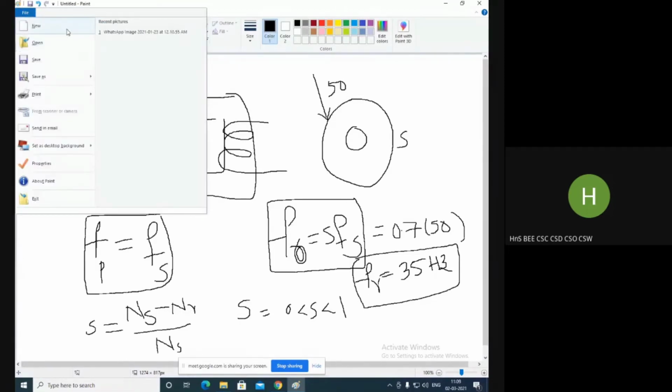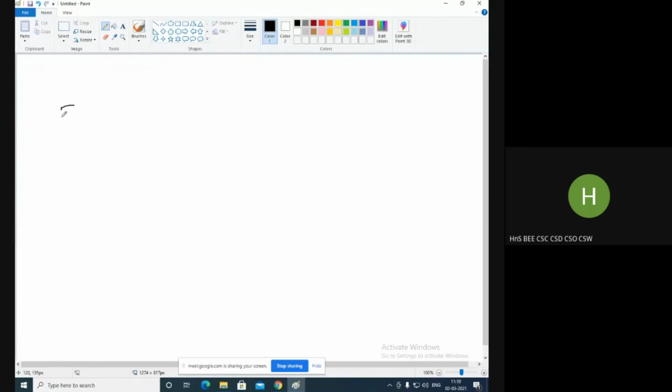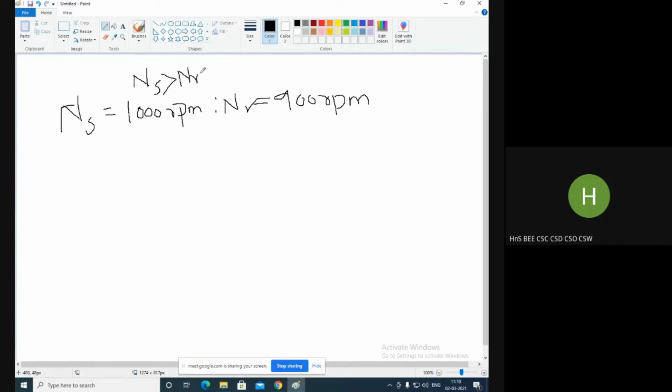For example, I'm taking a simple example problem on slip. NS equals 1000 RPM. RPM is nothing but revolutions per minute. For example, NR equals 900. NS equals 1000 RPM. In our induction machine, which is the higher value? NS is the higher value compared with NR. But in a synchronous machine, that is a different condition. In the induction machine, this is the concept: NS is more than NR.